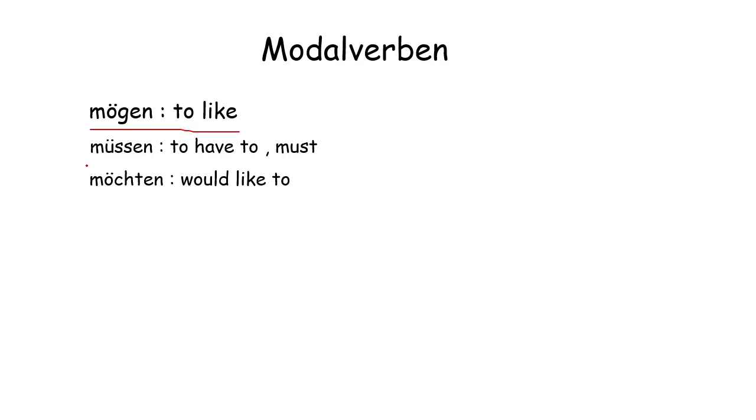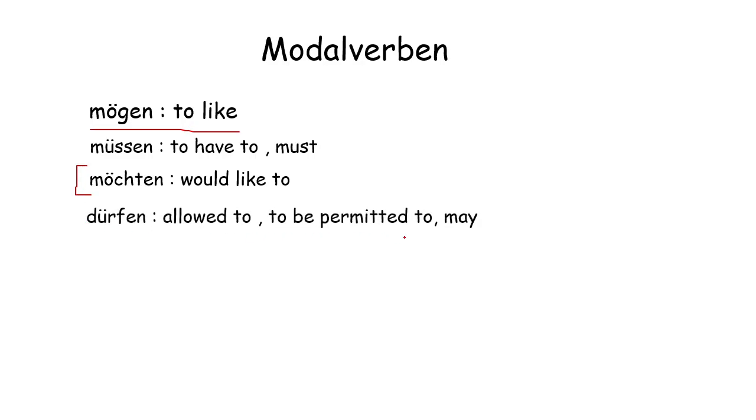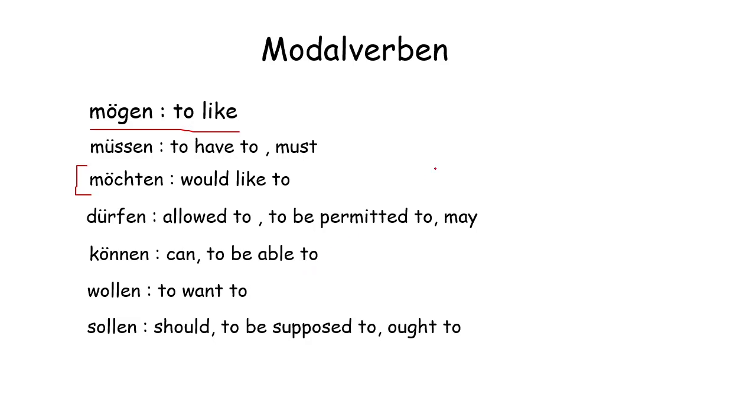Möchten, would like. Some books say möchten is a modal verb, some say it is not a modal verb. But the uses are the same, so we count it here. Dürfen, allowed to or to be permitted or may. Können, can, be able to. Wollen, want to. Sollen, should be and supposed to.